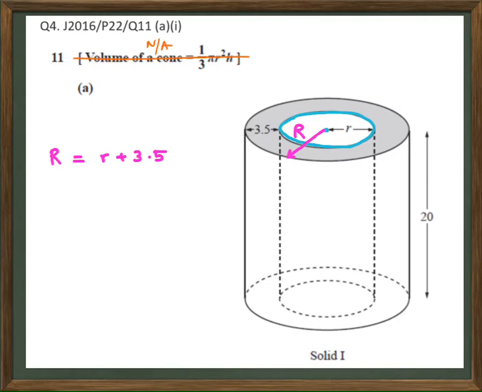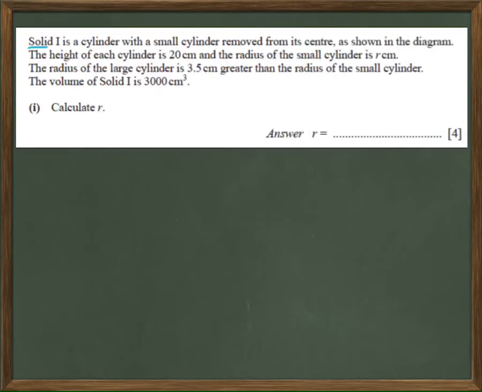Now, for this purpose, we don't have a separate formula for that shape. That donut shape in 3 dimension, we don't have a formula for that. So what we will do is that we will apply the concept. Let's first look at the question. Solid one is a cylinder with a small cylinder removed from its center as shown in the diagram. Height of each is 20. Radius of small is r. Radius of the large is 3.5 greater than the radius of the small cylinder. And the volume of the solid is this much. Calculate r. Very, very simple.